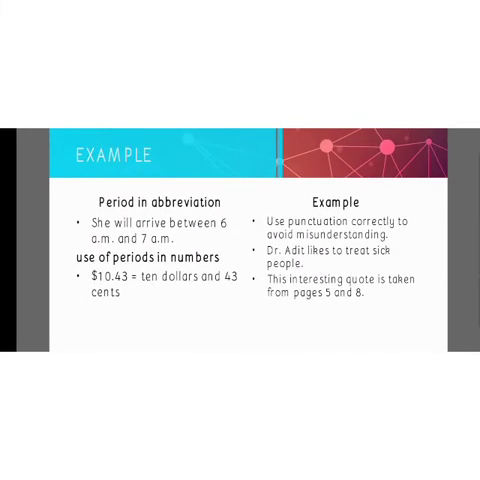Example, period in abbreviation, or the use of a period in abbreviations. Example, she will arrive between 6 a.m. and 7 a.m. Use of period in numbers. Example, $10.43, ten dollars and 43 cents.